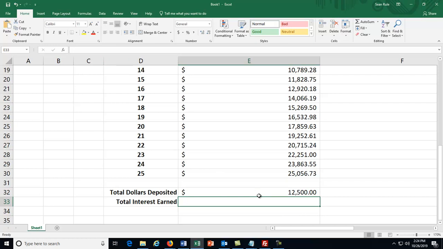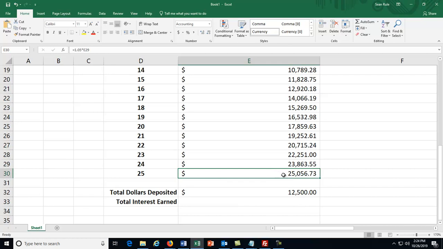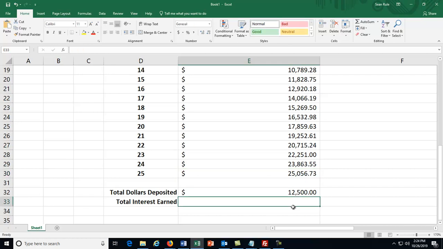Now, as far as how much interest they earned, well, since we know this is the amount in the account at the end, we can do a pretty slick formula right here. Equals total amount in the account minus the dollars they invested. They earned just about the same, a little tiny bit more. They earned just about the amount they put in interest.